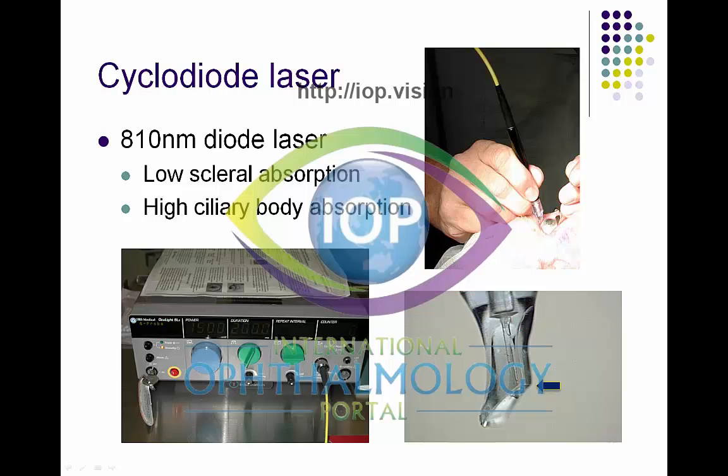I'm going to be talking about the 810 nanometer diode laser, and it's important to remember that there should be very low scleral absorption of this laser and very high ciliary body absorption. This assumes, of course, that there is no debris on the tip of the probe and no abnormalities of the conjunctiva, Tenon's or sclera, and we'll return to this later.